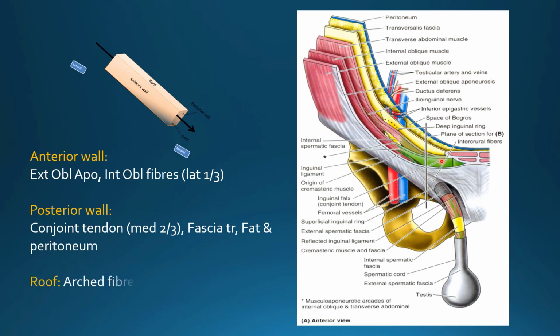Roof is formed by arched fibers of transverse abdominis and internal oblique muscle. So they are arching like this. Interestingly, internal oblique muscle makes anterior boundary in the lateral aspect, roof in the middle aspect, and as you go to the medial side of the canal, it forms posterior wall. Floor is formed by groove of inguinal ligament itself.